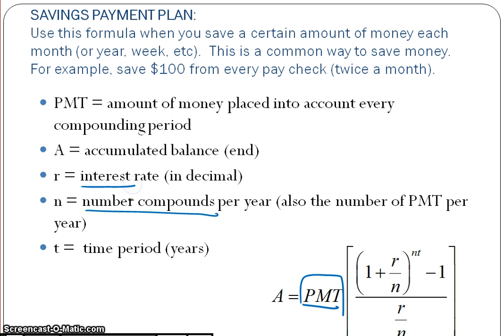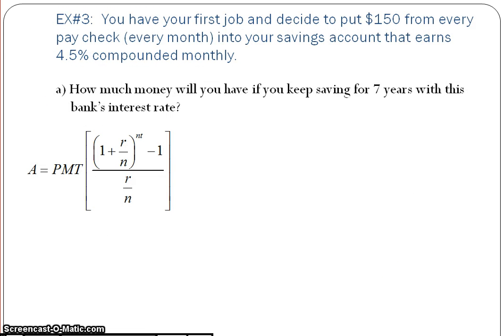R is still our interest rate. T is still time, A is still the end amount. So this is a big formula. This is a large chunk of order of operations. So you definitely need to make sure that you can get the same answers on the calculator.